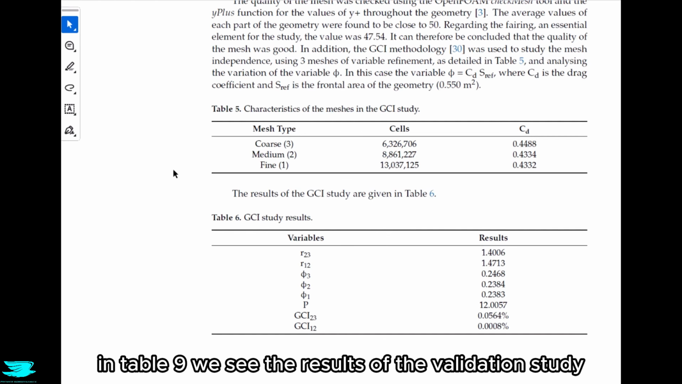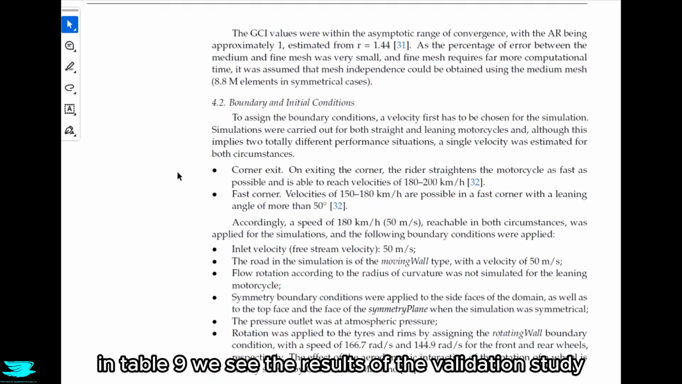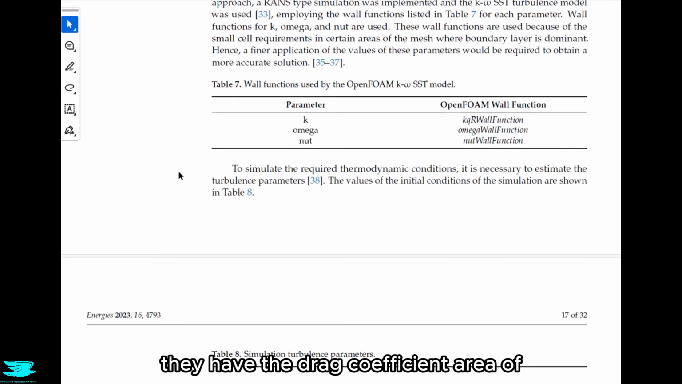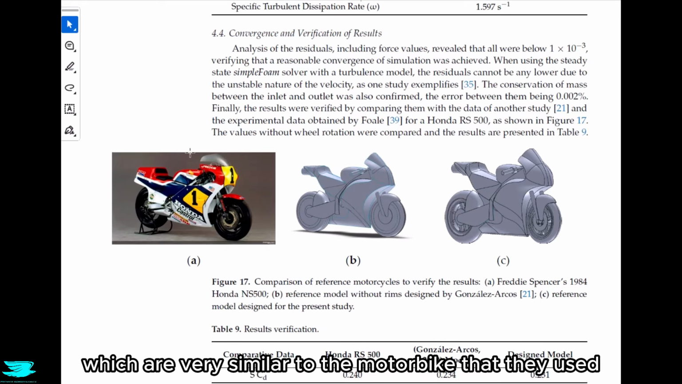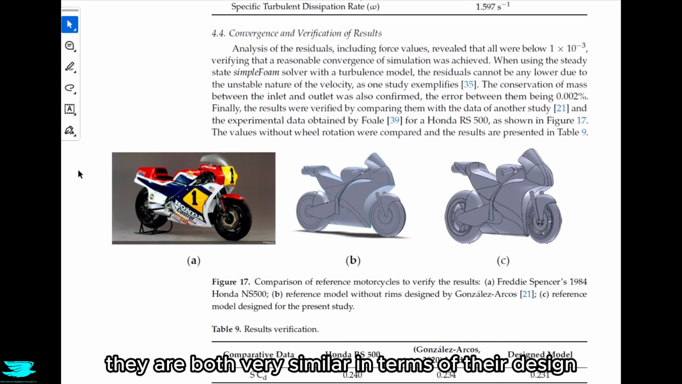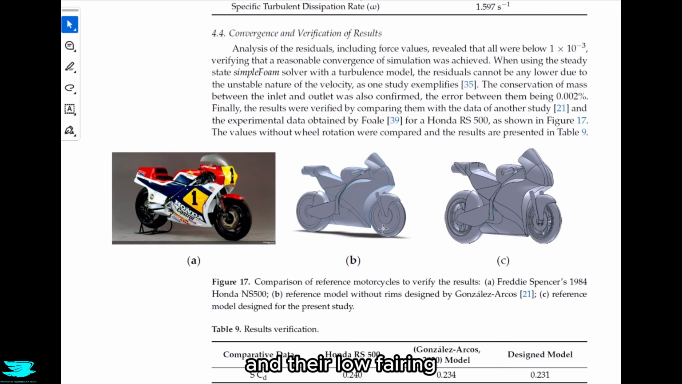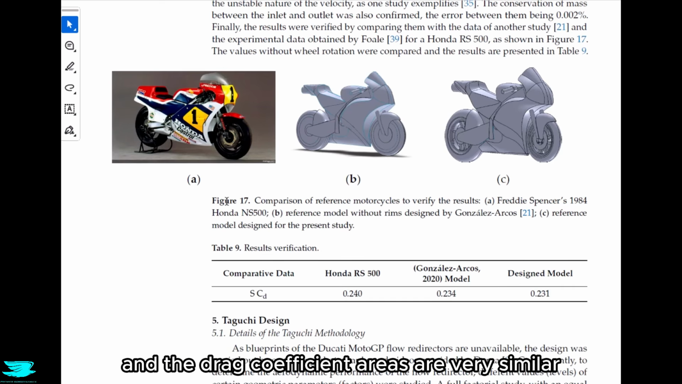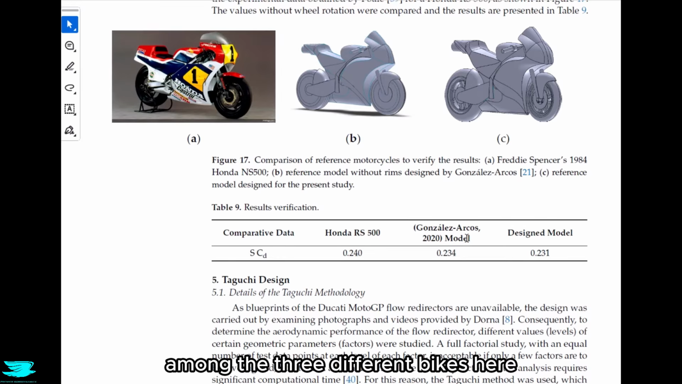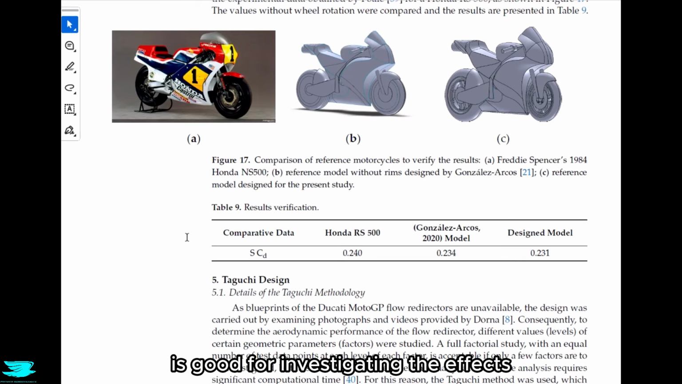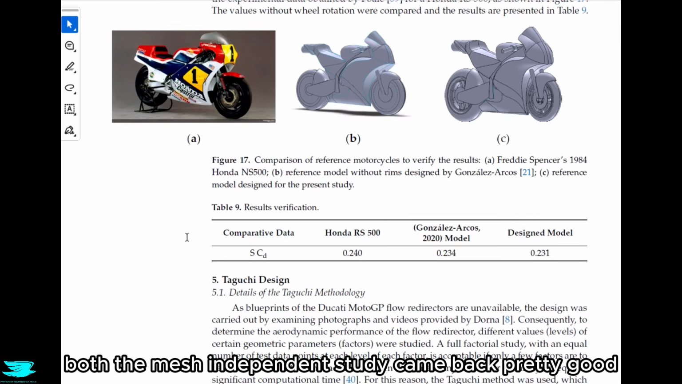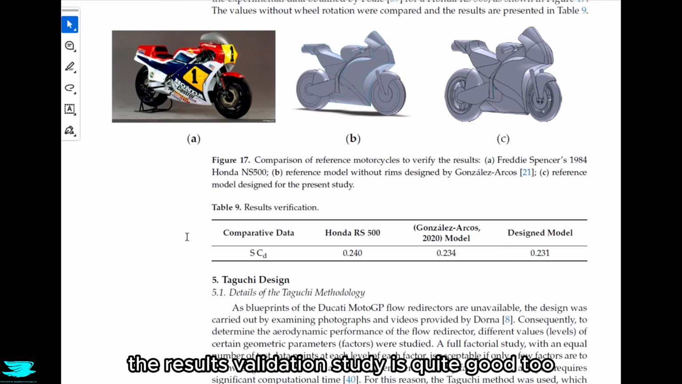In addition to that, in table 9, we see the results of the validation study. They have the drag coefficient area of the 2 other motorbikes, which are very similar to the motorbike that they used. They are both very similar in terms of their design and their lower fairing. And the drag coefficient areas are very similar among the 3 different bikes here. So I think it's safe to conclude here that the CFD is good for investigating the effects of these different fairings. The mesh independence study came back very good, and the results validation study is quite good too.